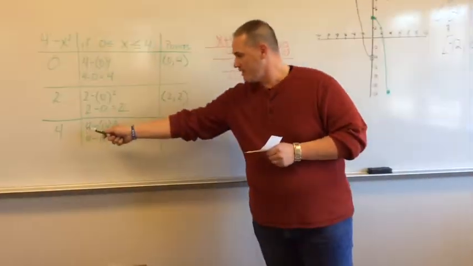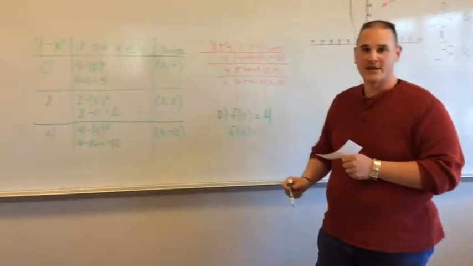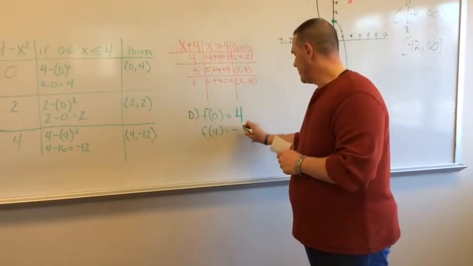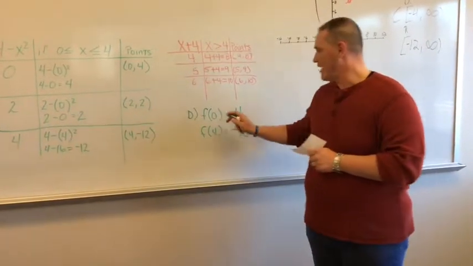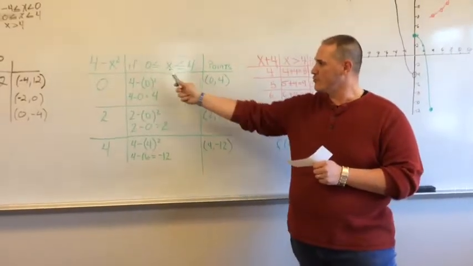And for the second one, it's asking us what f of 4 is equal to. So we did the work here again, showing the 4 minus the 4 squared, which is 4 minus 16, which came out to negative 12. So for f of 4, our answer is going to be negative 12. So for f of 0 and f of 4, it plugs into the problem that we were presented with here.